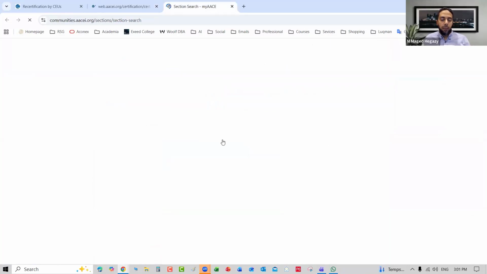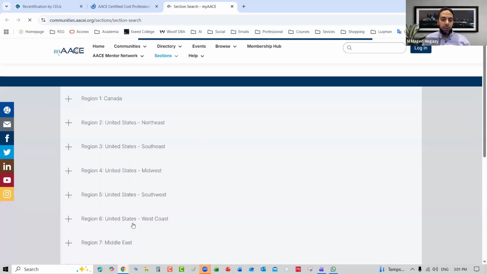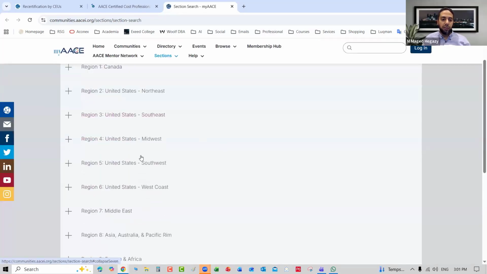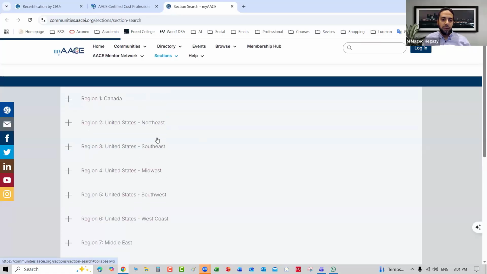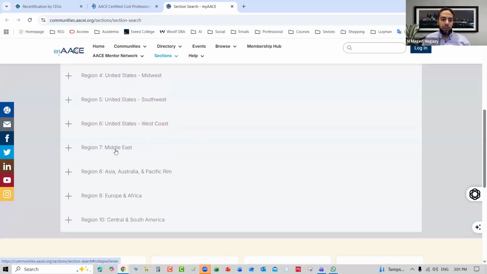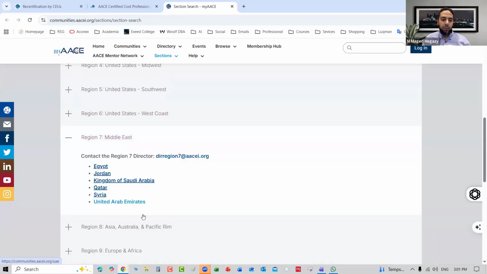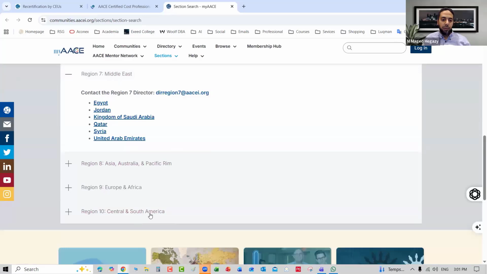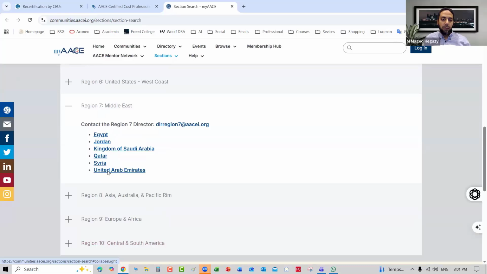They have sections, they have communities. You can see the regions of their sections: Canada, United States, and even the United States is divided into many regions. Middle East, Asia, Europe, all this in the Middle East, for example.